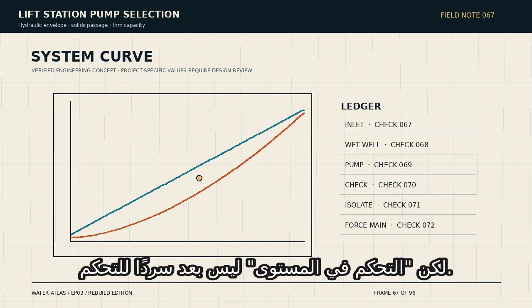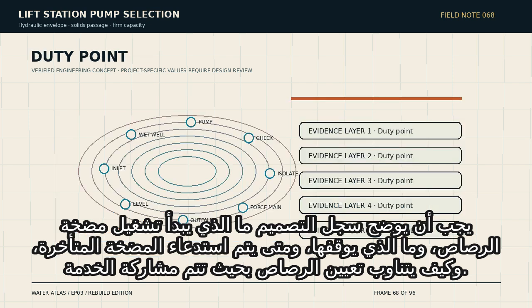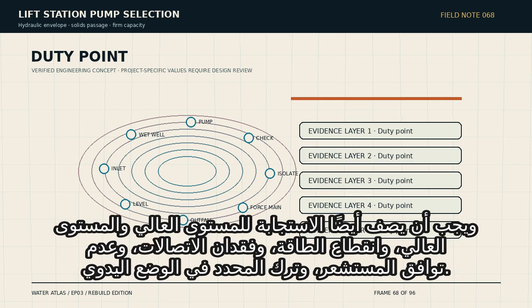It should also describe the response to high level, power failure, communications loss, sensor disagreement, and a selector left in manual mode. The exact elevations, delays, deadbands, and cycling limits belong to the project basis. They are not generic values to be copied from another station.